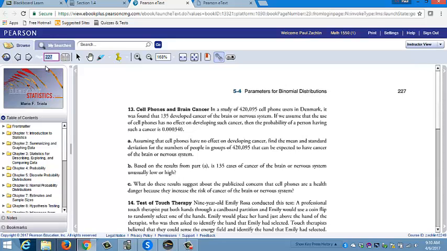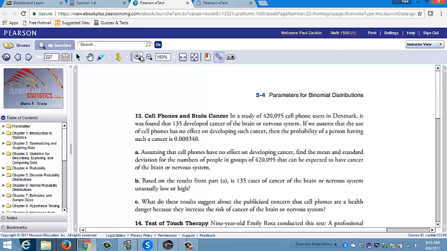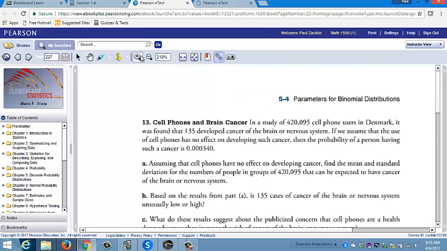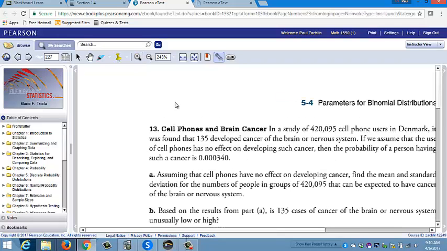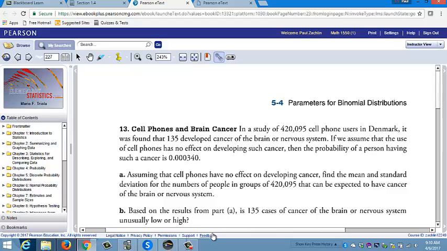Okay, so cell phone problem. I remember this one. Do cell phones cause brain cancer? So it looks like they sampled a whole bunch of cell phone users in Denmark. 420,000 cell phone users. It was found that 135 had developed brain cancer. Very sad. That's less than 1%, though, right? I mean, it's not very common.